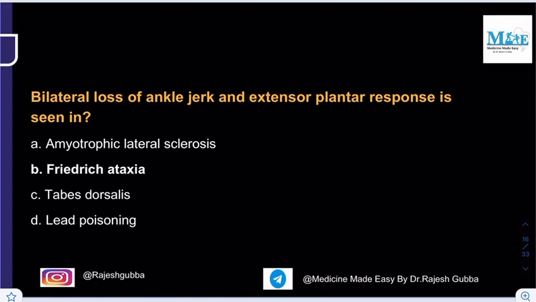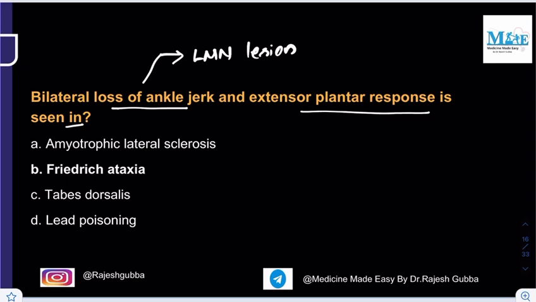Then you see the next question. Bilateral loss of ankle jerk and extensor plantar response is seen in. Now, if you observe here, this bilateral loss of ankle jerk will be a lower motor neuron lesion manifestation, whereas extensor plantar response will be the upper motor neuron lesion manifestation. Now you see the options: amyotrophic lateral sclerosis, Friedreich's ataxia, Tabes dorsalis, lead poisoning. Among the options which have been given to you, where you will have LMN lesion as well as UMN lesion is in patients with Friedreich's ataxia. Now what exactly happens in Friedreich's ataxia, we will be discussing in the subsequent question.